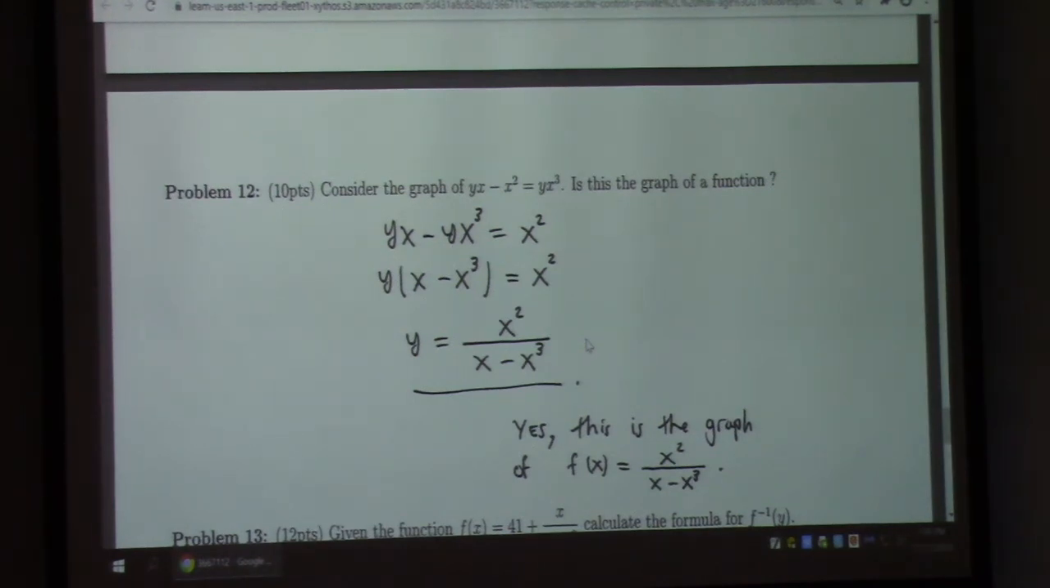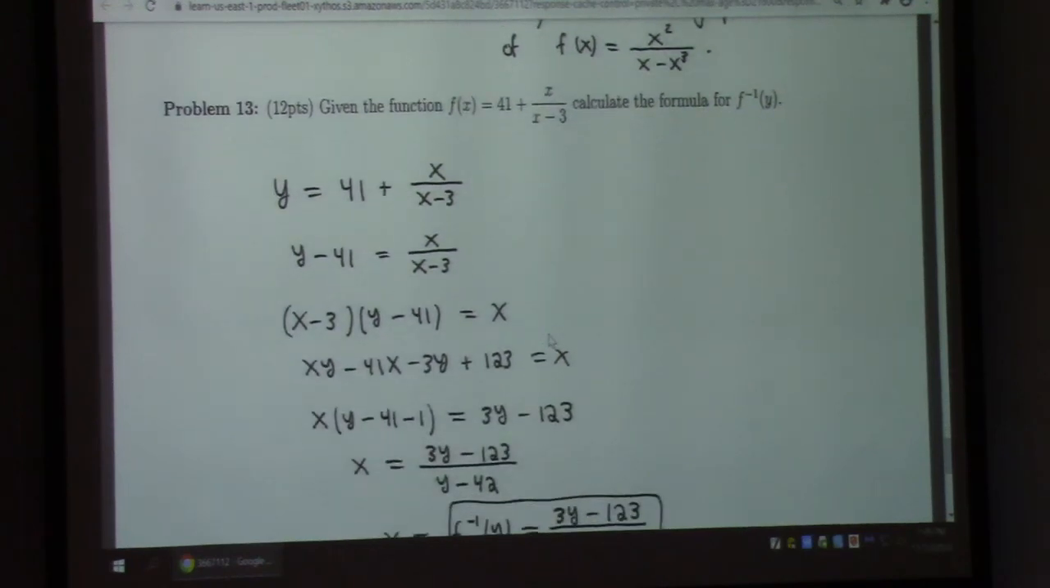Now, a counterexample. What if y squared equals x? y is equal to plus or minus the square root of x, right? There I could solve for y, but it's not a function because I couldn't solve for y as a single formula for x. If you get two solutions, then you're in trouble.